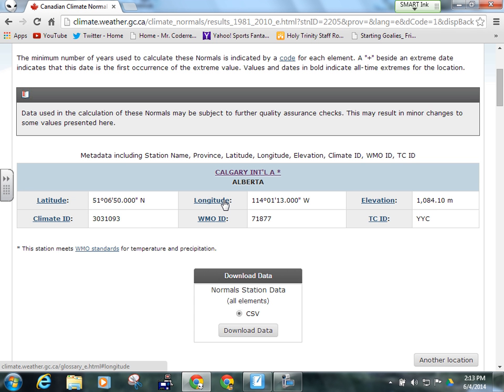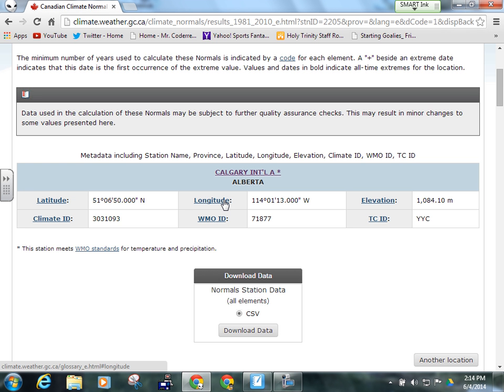One of the pieces of information we needed for each one of the cities was latitude, because we said latitude's probably a factor that affects climate. In fact, we said it was the most important one. So that's probably something we should have in our description of all of our cities. Well, the latitude of Calgary is 51 degrees, 6 minutes, 50 seconds north. We don't need the longitude for anything.